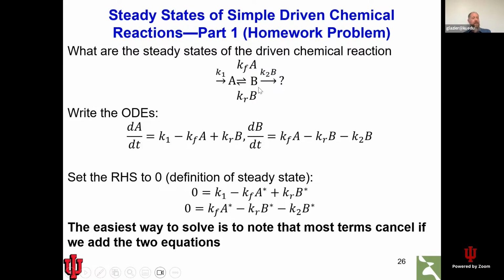For B, let's walk through this. I have three arrows pointing at B. dB/dt: every time I destroy an A, I create a B, so I have Kf times A from the top. I'm destroying B with the back reaction, minus Kr times B is the second one, and B is being destroyed at a rate K2 times B, that's a decay.